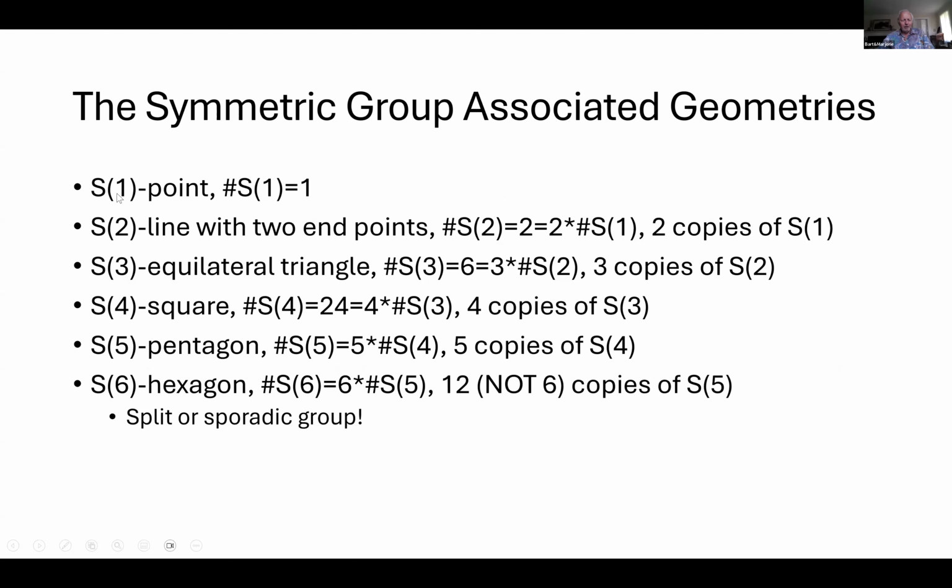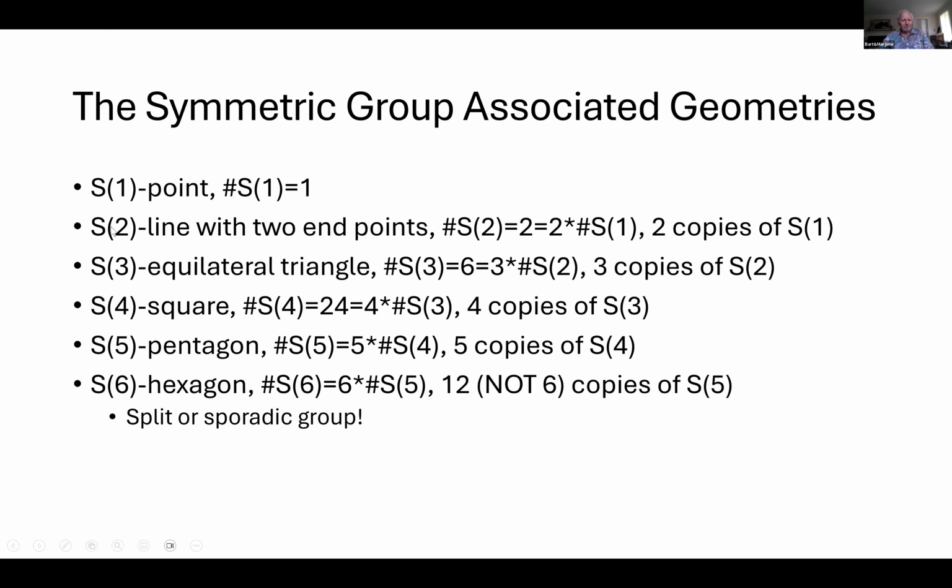Let's start off with a point. We'll think about this geometrically. So if there's one point, then it's just sitting there, and we'll think of it as the number 1. It doesn't go anywhere. It doesn't do anything. So there's really only one element in this symmetry group with one element in it.